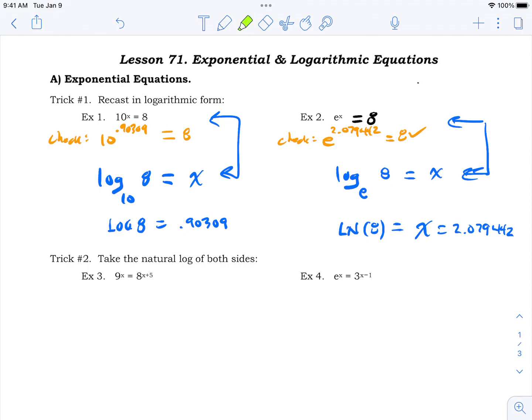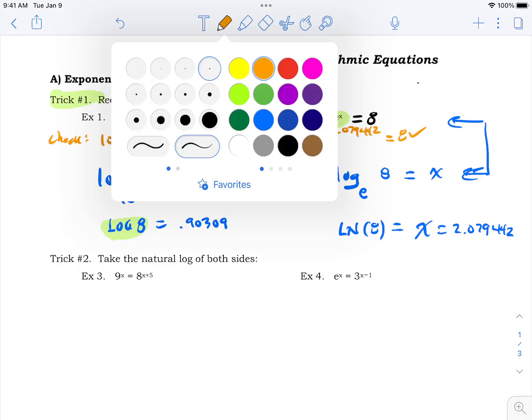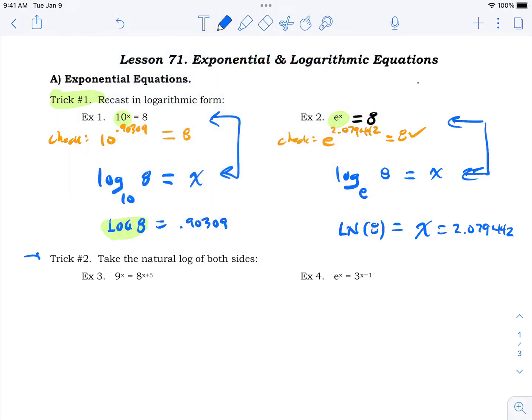So again, when do you use your first trick? I would say if you have 10 to a power, you're going to want to use this trick because you'll end up with a log base 10 that you can play with the button on your calculator there. Or if you have an e to the x, you could do the same thing. Now, if you have 2 to the x, you theoretically could do the same thing, but then you're looking at a log base 2, which is not as convenient.